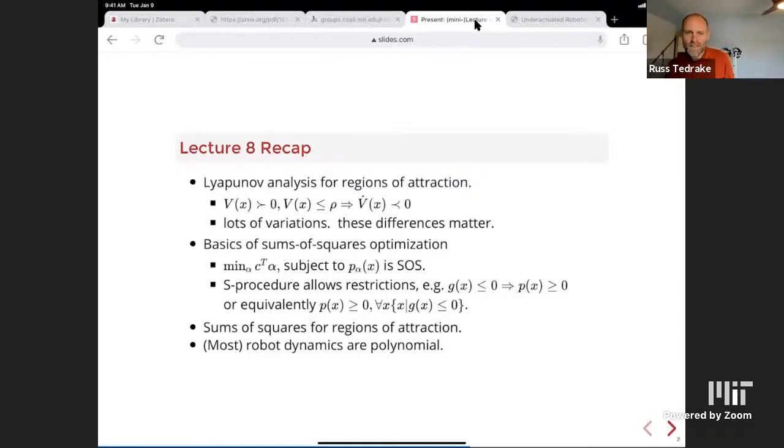Yeah, I was just trying to reason about what exactly it means to be a sub-level set. A sub-level set is every point in R^n, or whatever your operating space is, where some function is less than a value, right? Correct. So what you said with that first line, v of x greater than 0, v of x less than rho: if you have a sub-level set for some rho, where on that sub-level set v dot of x is less than 0, then that sub-level set is invariant. Correct. Is that the statement? That is the statement, yes.